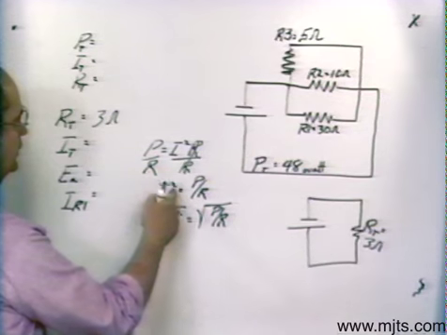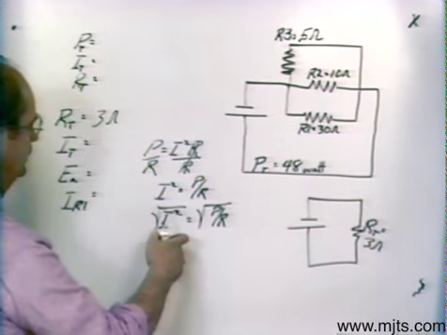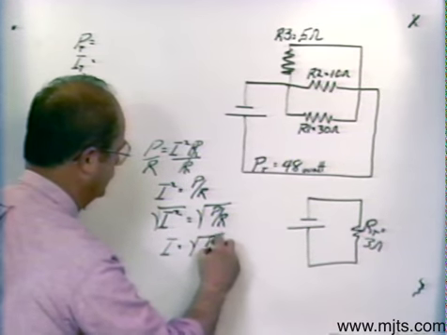I want I instead of I squared, so I'd have to take the square root of the left side. That means I have to also do it to the right side. Then I've got the formula: I is equal to the square root of P over R.